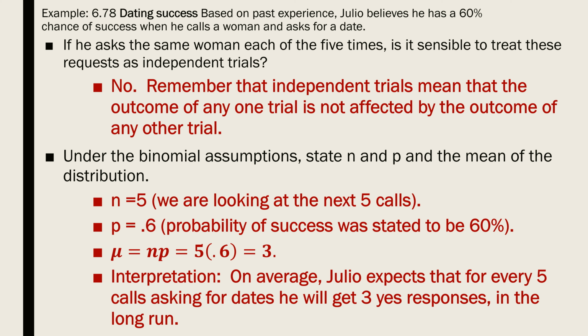So under the binomial assumptions, state n and p and the mean of the distribution. n equals 5, because we are looking at the next 5 calls. The p equals 0.6, it means the probability of success was stated to be 60%. So mu should equal n times p, which is 5 times 0.6, which equals 3. This means on average, he expects that for every 5 calls asking for dates, he will get 3 yes responses in the long run.